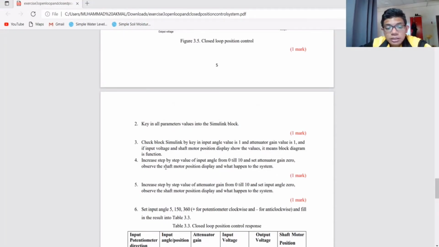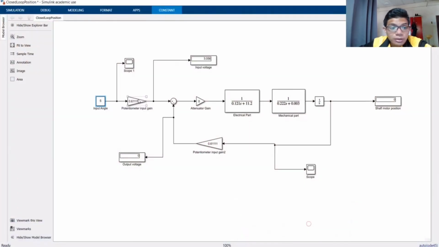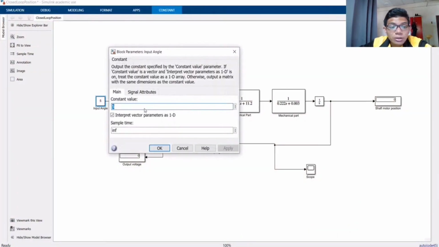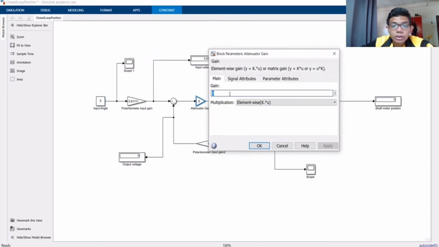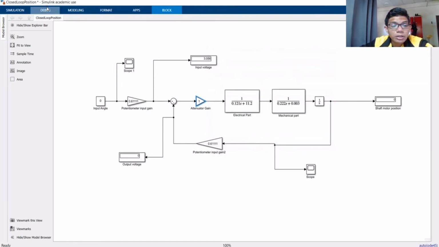Okay, after increasing step by step the value of input angle from 0 to 10 and setting the attenuator gain to 0, now we try to do the same thing, except this time we set up the value of attenuator gain from 0 to 10, and then we set up the input angle to the 0 value. Okay, so the input angle is 0. Let's put here 0, and then the attenuator gain, we put here 1. Okay, and then we run the simulation.